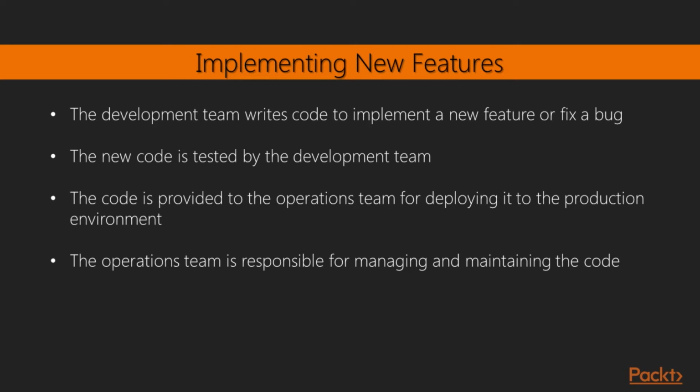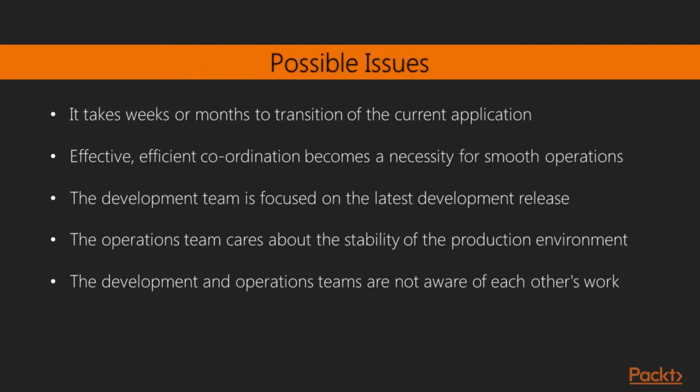2. The new code is deployed to the QA environment, where it is verified by the testing team. 3. The code is then provided to the operations team for deploying it to the production environment. 4. The operations team is responsible for managing and maintaining the code. Let's list the possible issues in this approach.